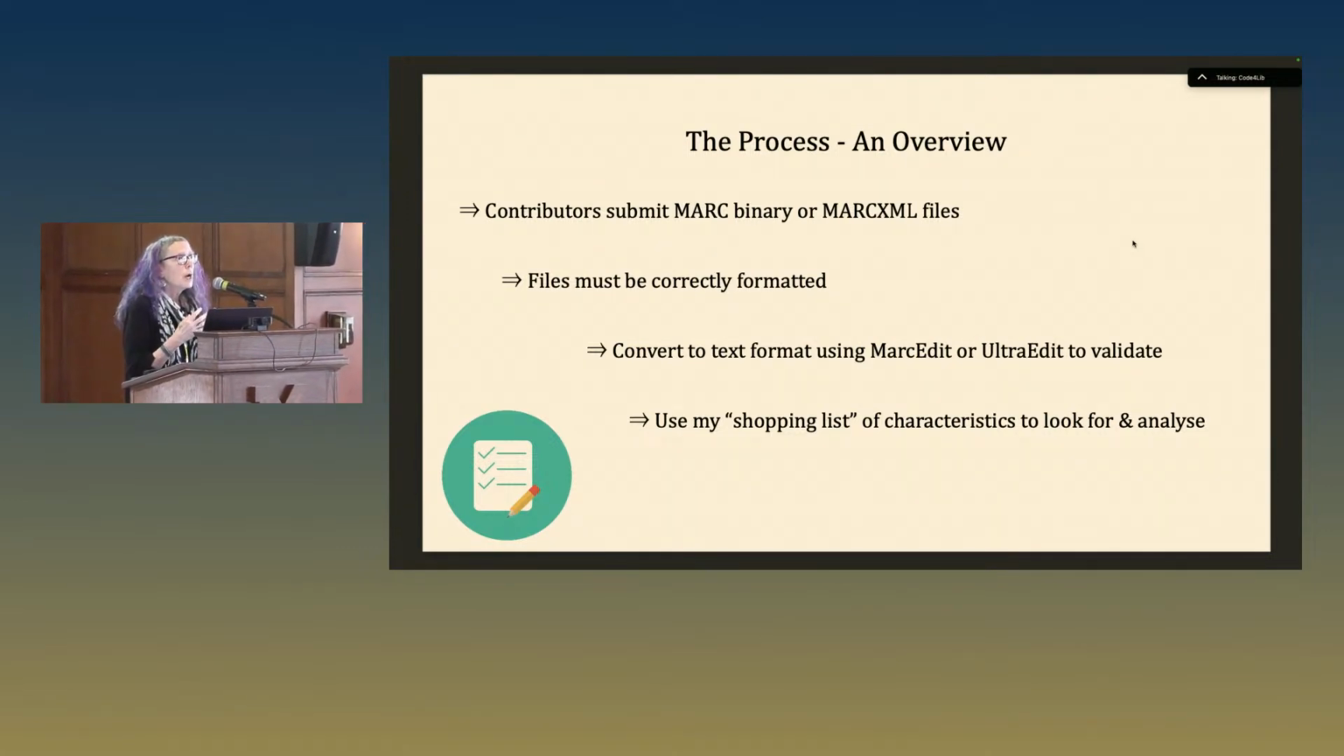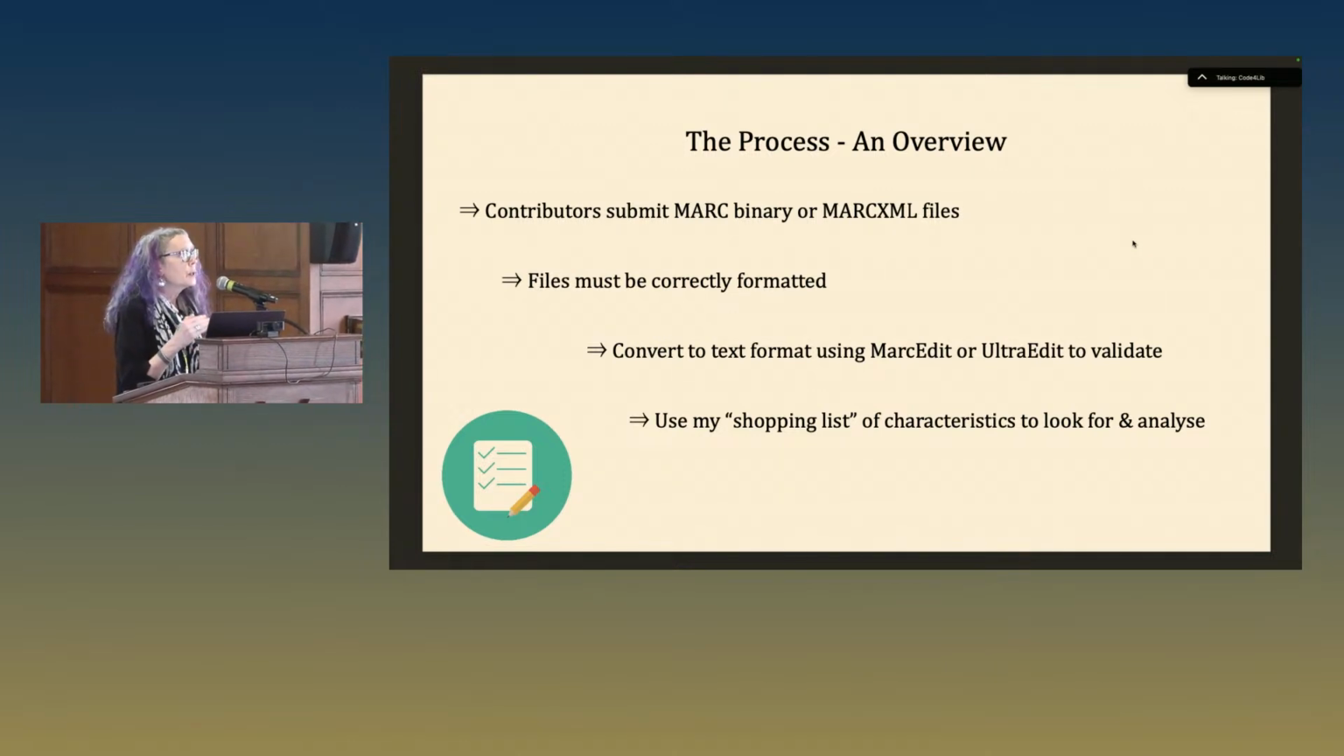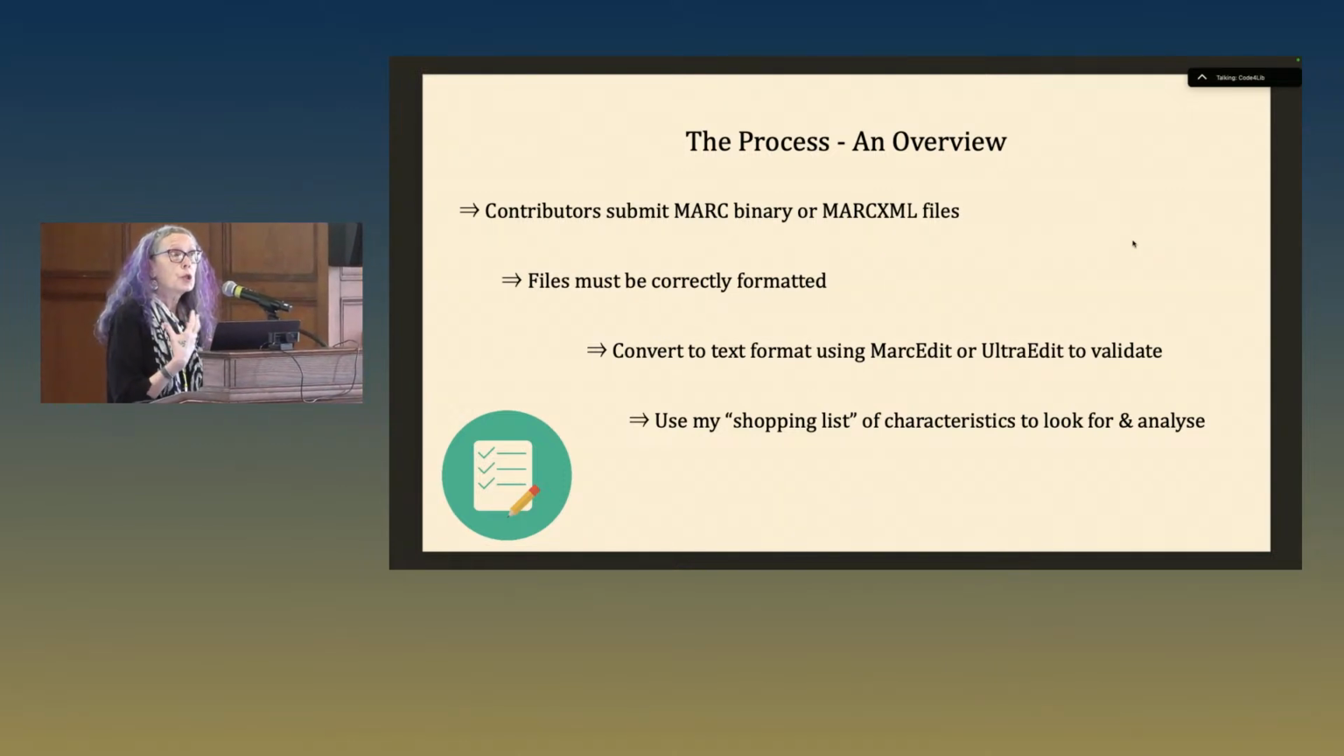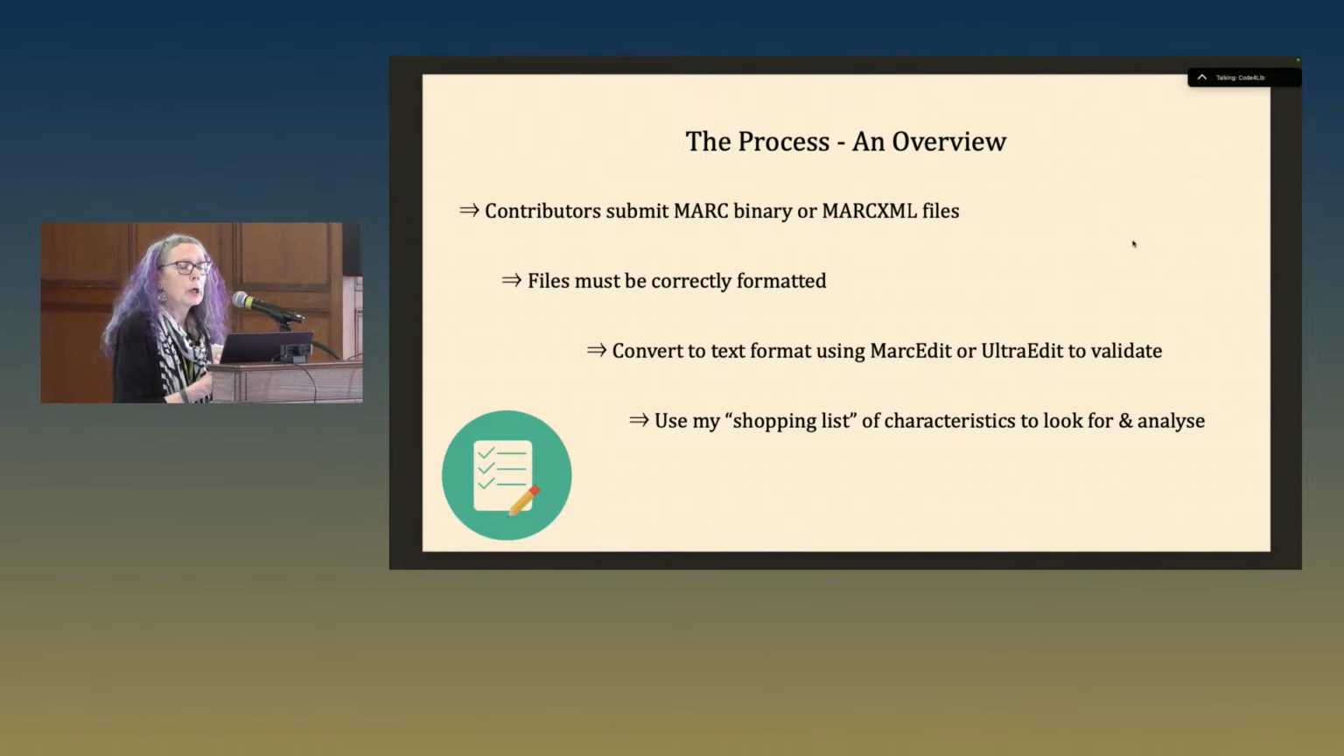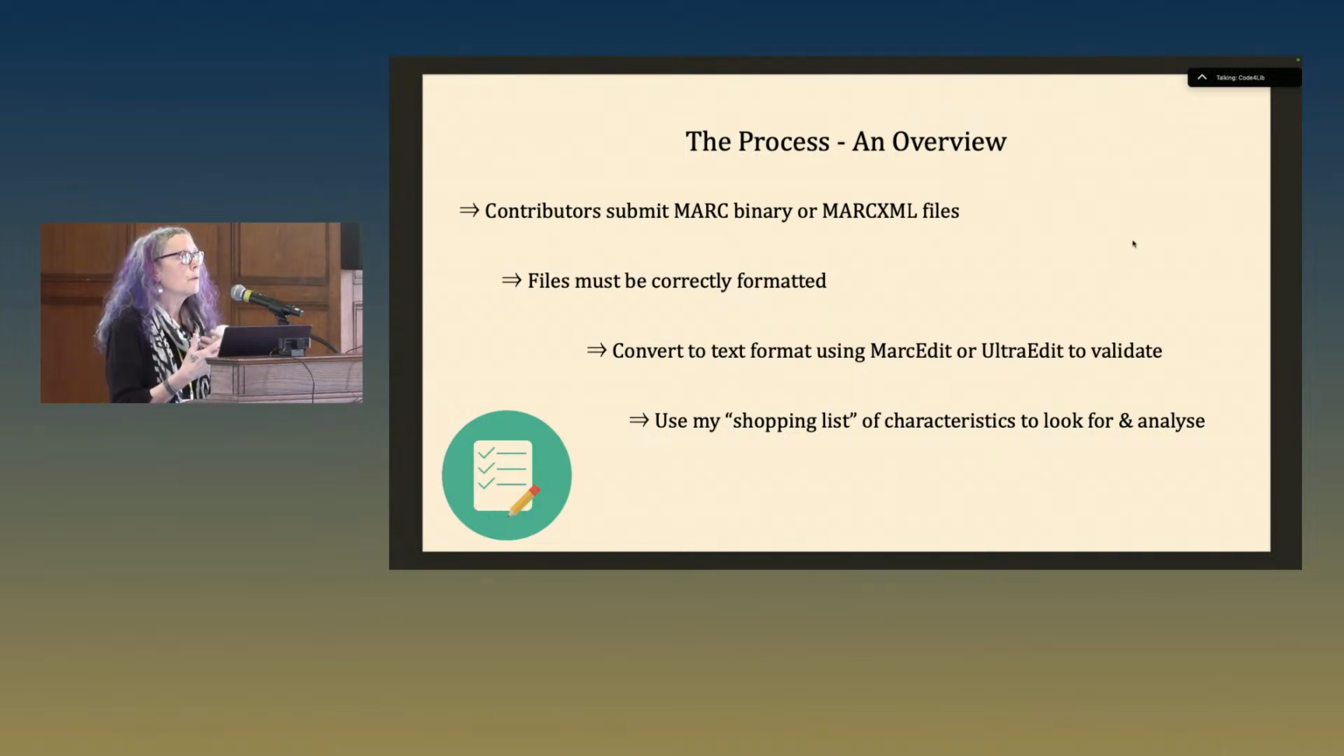So here's how it works. HathiTrust has many members, but there's just a subset of them that are contributing members who provide the MARC records that end up in the catalog. They can send us MARC or MARC XML files. The files have to be correctly formatted. We have to be able to convert them and do things to them. And if they don't match our validation processes and stuff, things get weird.